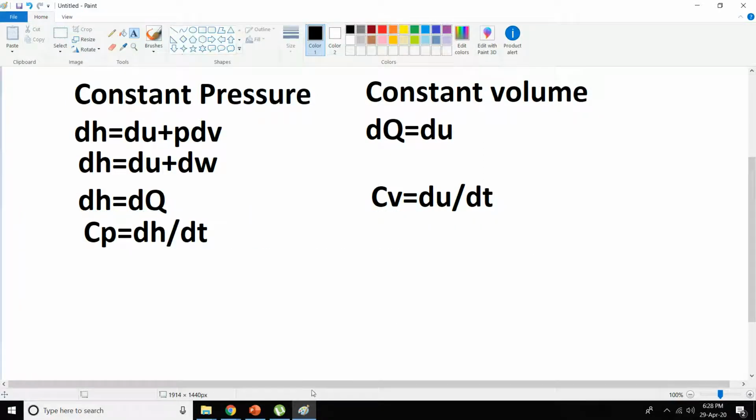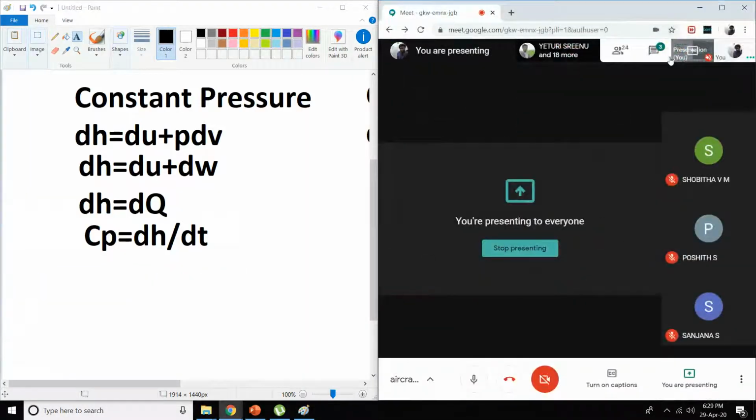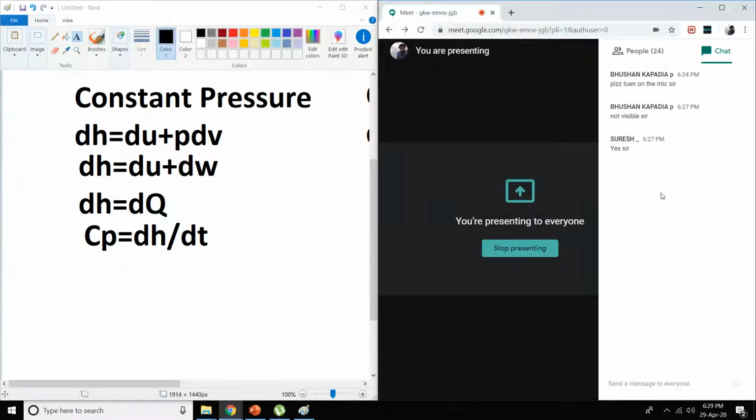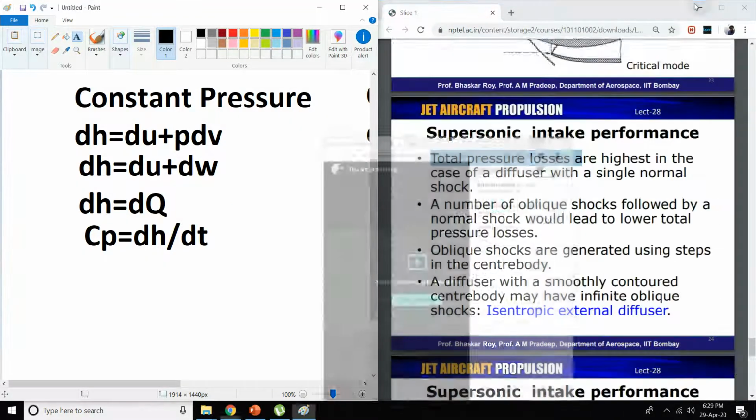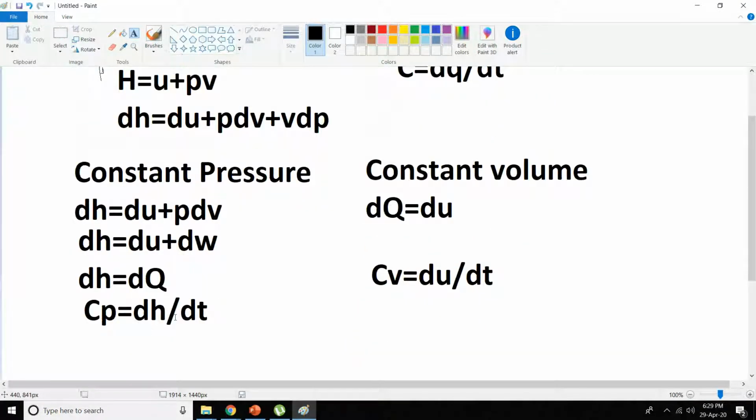Understood these two, have you derived? So hope you understood how you got this equation. Cp is equal to dH by dT, Cv is equal to dU by dT.